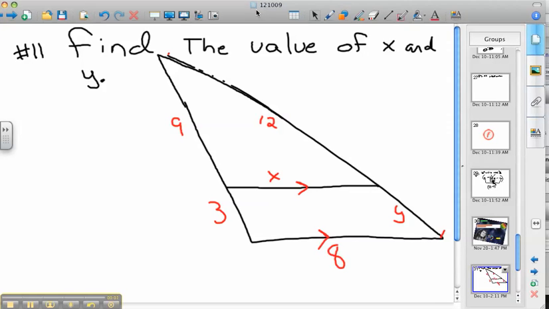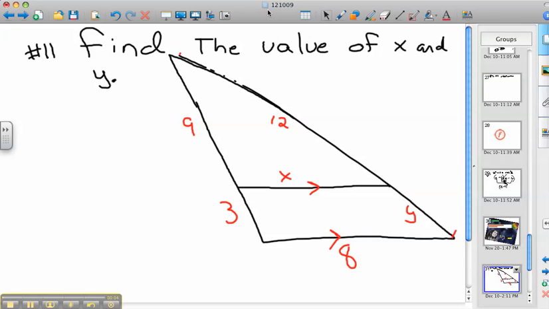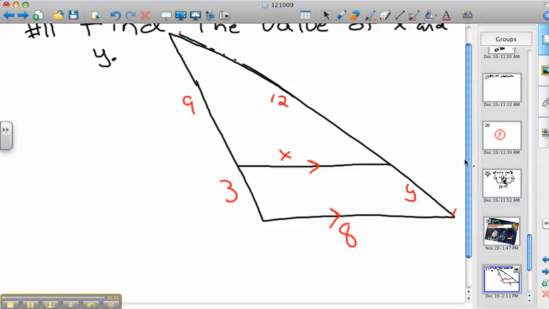Okay, so to find the value of x in this case, I would split this into two triangles that are similar. Notice we've got this small triangle on top, and then the whole big triangle. So I'd split it into those two.